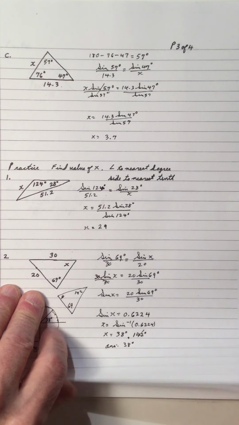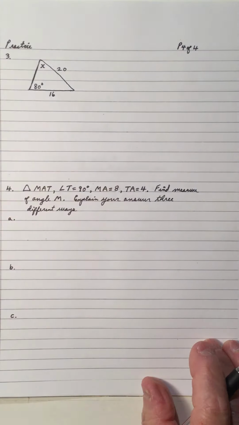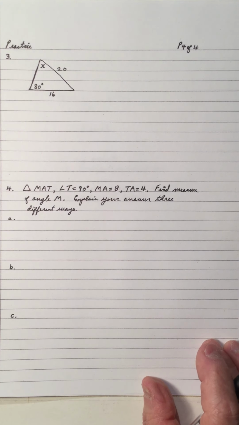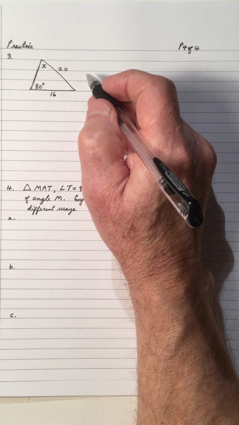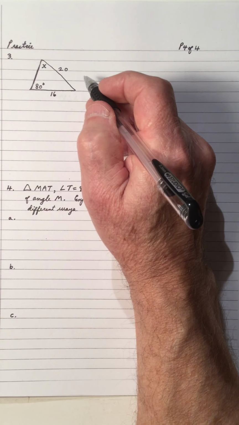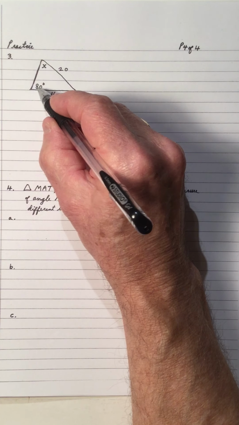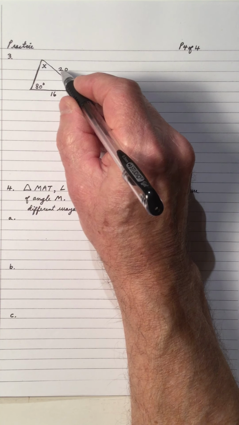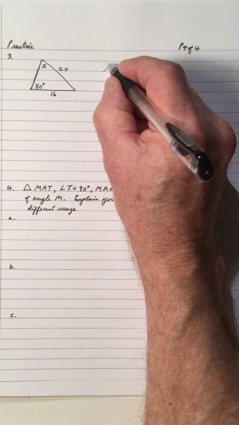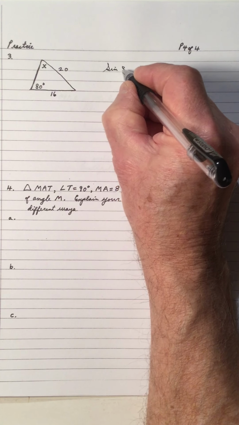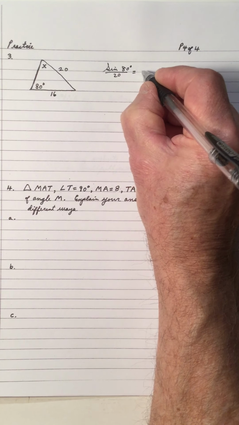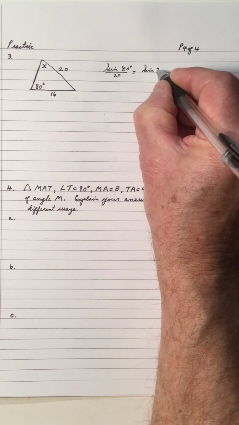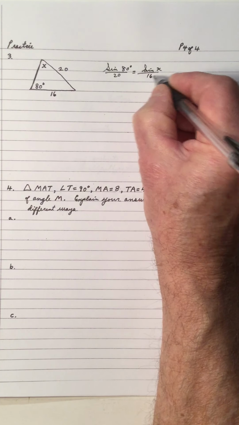Let's continue. And notice we're using the sine law. It's not a right triangle. We're using the sine law to find the missing parts. And we have another one to do. Don't forget, pause your video, see if you can work it out. Do we have an angle? Yes. Do we have a side opposite? Yes. It's not a right triangle, so we use the sine law. So the sine of 80 over 20 is the sine of x over 16.